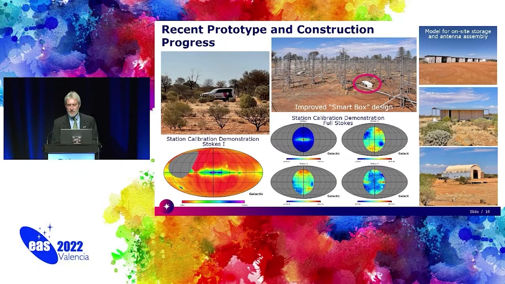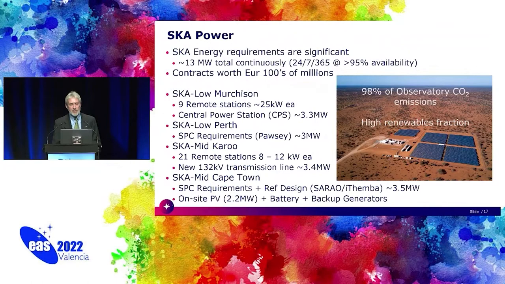And power, power is important. We will be using something like 13 megawatts continuously. And what we are awarding is contracts worth hundreds of millions of euros to supply that. And in fact, if you look at what our observatory is predicted to cost in terms of CO2, it's 98% power is where that's coming from.